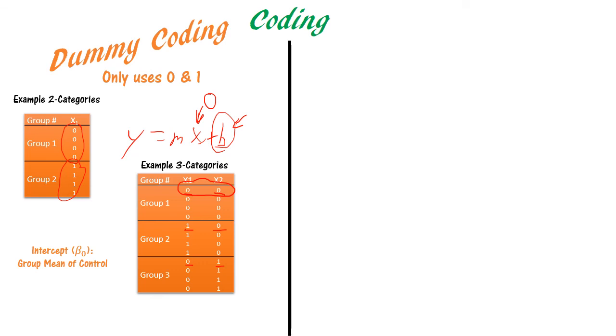So use dummy coding mainly when you have a control group. Now, on the other side, we're going to look at the next way of doing the coding, and that's called effect coding. Effect coding uses positives and negatives, and I'm going to explain what that means in a second. So the goal is to balance out our positives and negatives.